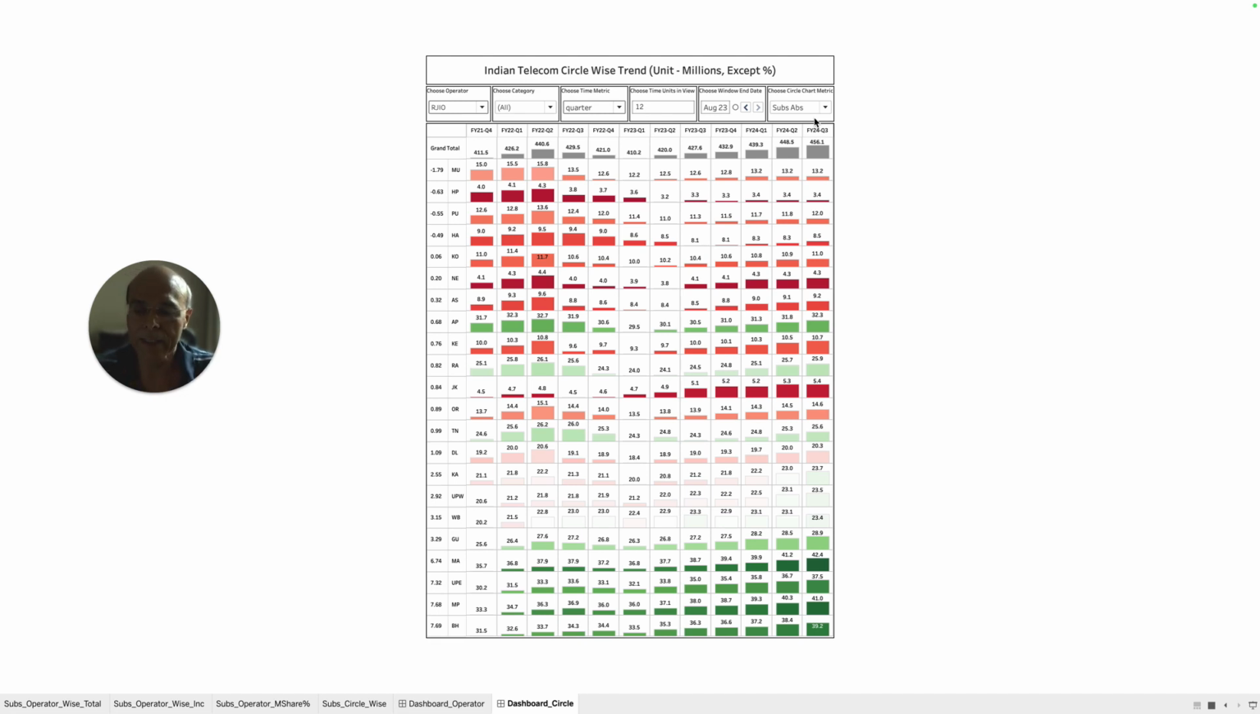BSNL has done pretty badly. They are not doing any great. They are losing market in all dimensions of business. I don't know what's going to happen to BSNL, even though the government has put a lot of funds into BSNL.